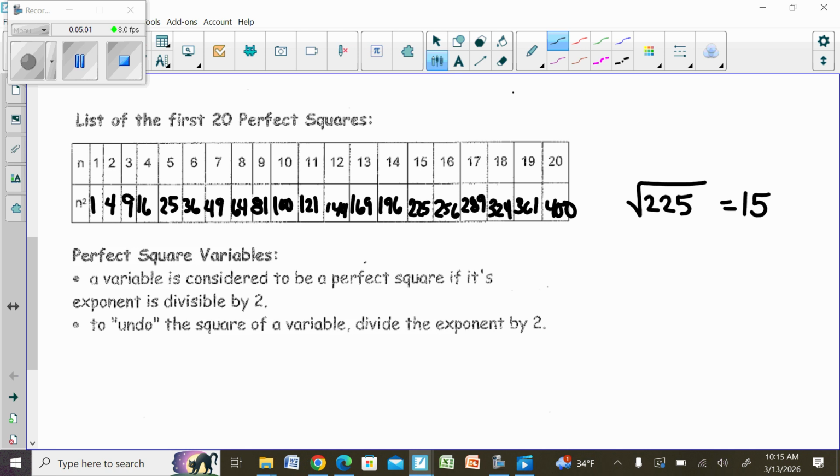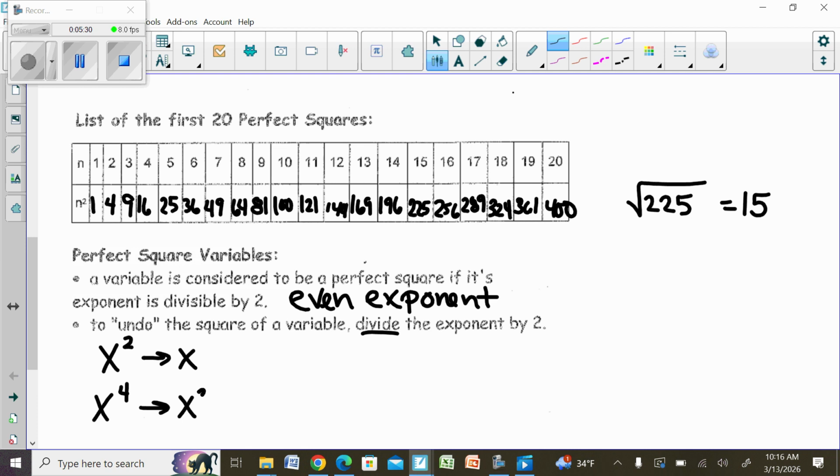The perfect square variables, I told you a variable is considered to be perfect if it has an even exponent, okay? Divisible by 2. And to take the square root of it, you actually divide by 2. Okay? So x squared is perfect of x. X to the 4th is perfect of x squared. Okay? Because x squared times x squared would give you x to the 4th. We add the exponent. So you just divide by 2.